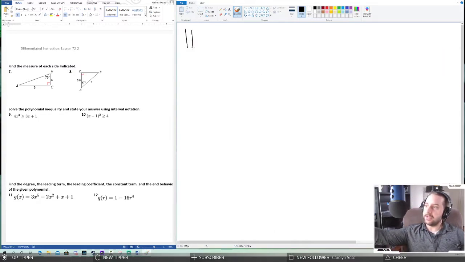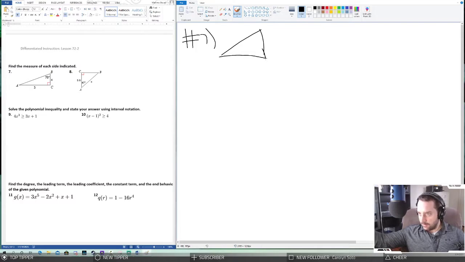All right, number 7. 70 degrees and x. Find the measure of each side. It's a right triangle, so right triangles mean that SOHCAHTOA works.